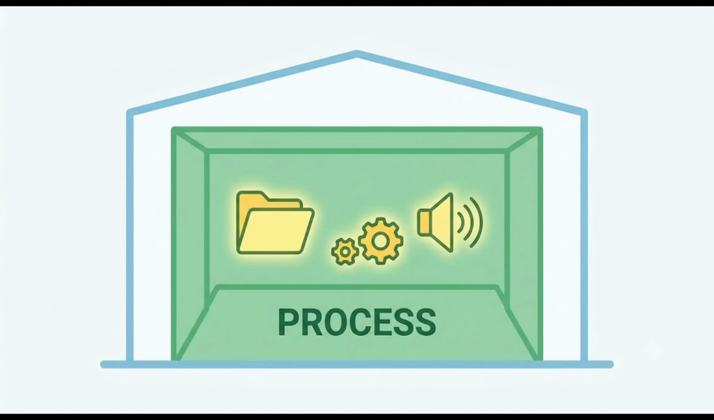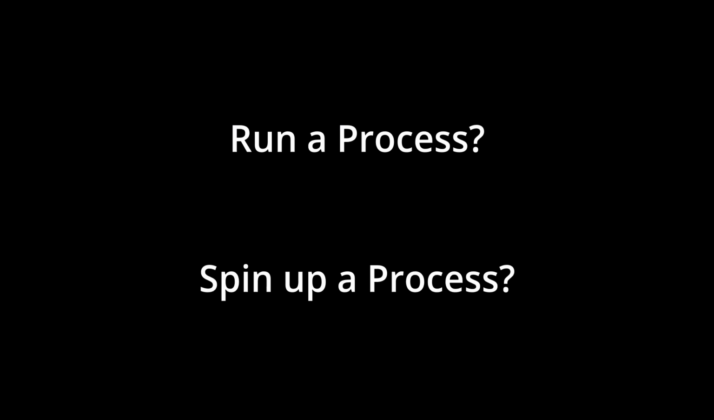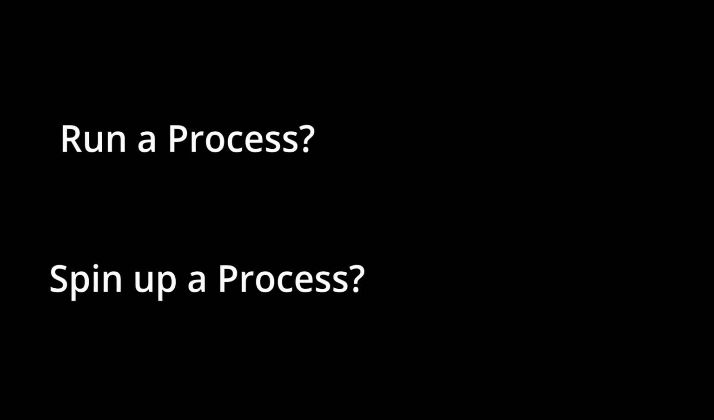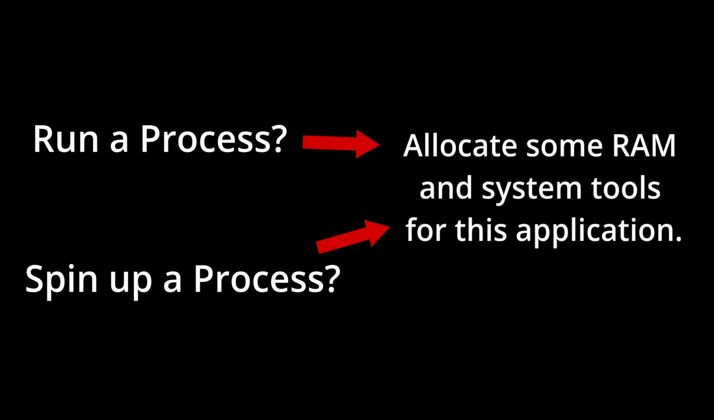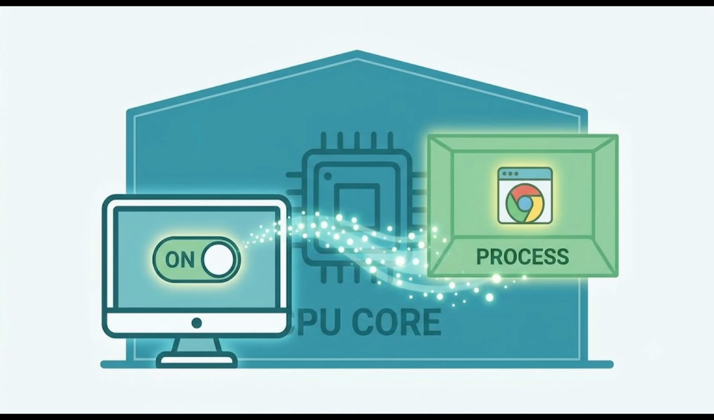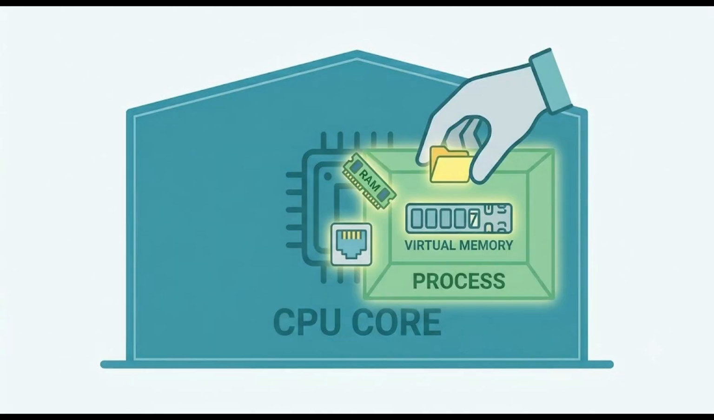If a process is just an assignment of resources like memory allocation, then what exactly do the phrases run a process or spin up a process mean? They all just translate to allocate some RAM and system tools for this application. When you start an application, a process is created. The operating system will assign RAM and give it resources like virtual memory, descriptors for files, and network sockets.